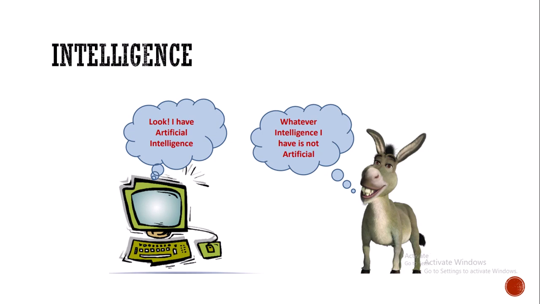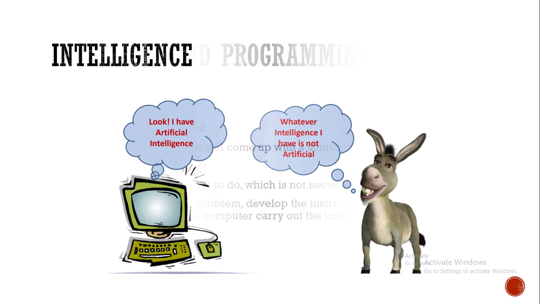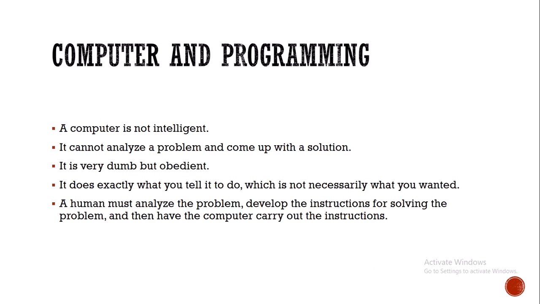As we all know, computer is a dumb machine as you can see in the picture. All the intelligence computer have is artificial. Computer cannot analyze or understand any problem and cannot come up with a solution by itself. It is a non-intelligent electronic machine which follows instructions. Along with dumb behavior, computer is obedient too and it does exactly what it is instructed to do.